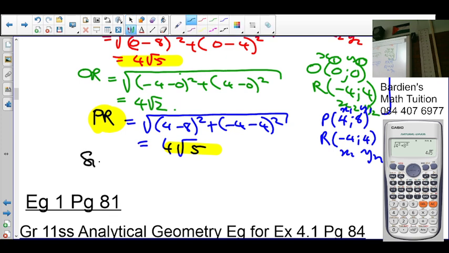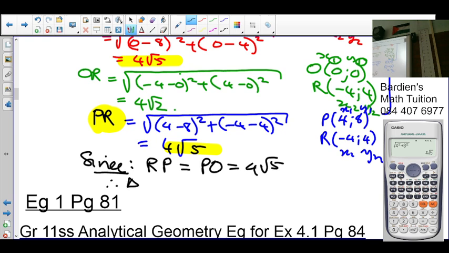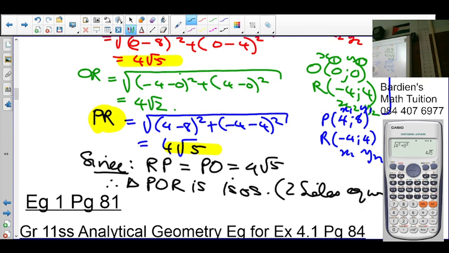Since PR is equal to PO, which is equal to 4 root 5, therefore triangle POR is isosceles. Why? Two sides are equal in length. Will you guys understand? Alright. Guys still writing? Can I move on?